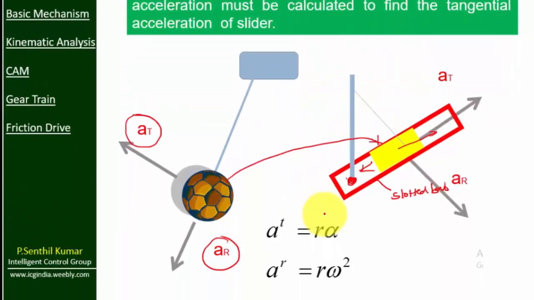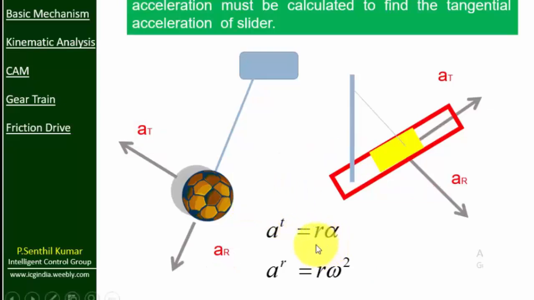So there are two types of acceleration, A tangential and A radial. A radial equals R omega square, A tangential equals R alpha. So this is the formula to find them. Using these two formulas, we can find A tangential and A radial for a component like this. But for these cases, we cannot use this formula. We can use A radial as it is, but for A tangential we cannot use this formula.